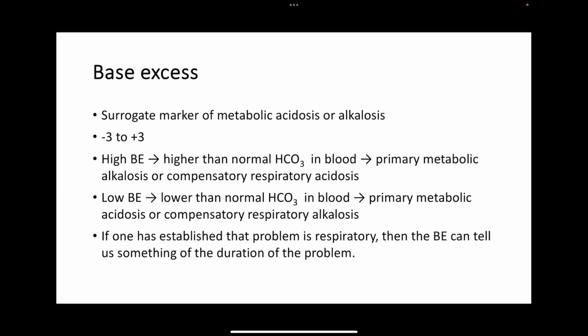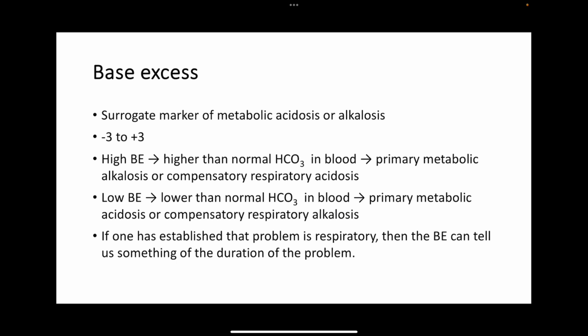A high base excess indicates higher than normal bicarbonate in blood. So either it is a primary metabolic alkalosis or a compensatory respiratory acidosis. A low base excess is because of lower than normal bicarbonate in blood, which can be because of a primary metabolic acidosis or a compensated respiratory alkalosis.